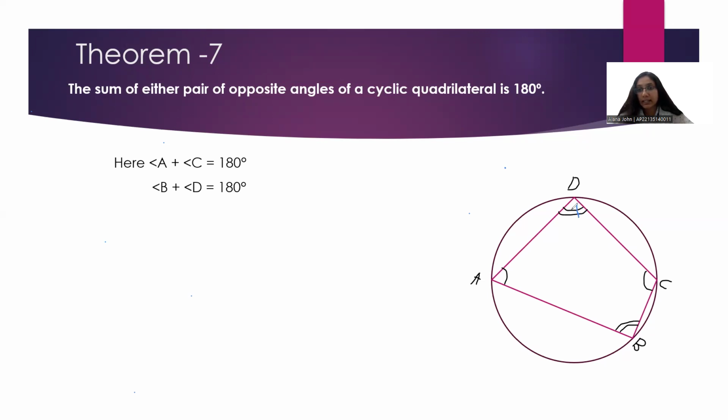Then the opposite angles of the cyclic quadrilateral, if you are summing angle B and angle D, then we will be getting 180 degrees. Similarly, if you are summing angle A and angle C, which are opposite angles, then the sum will also be 180 degrees. This is what the theorem says. The sum of opposite angles of a cyclic quadrilateral will be 180 degrees. It's such a simple theorem, but it is very powerful to solve many difficult problems regarding circles.